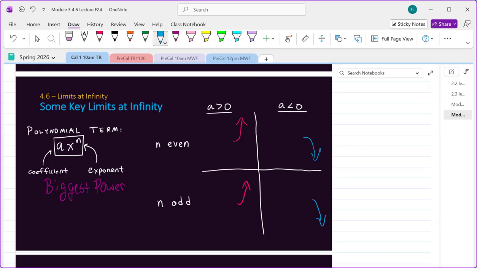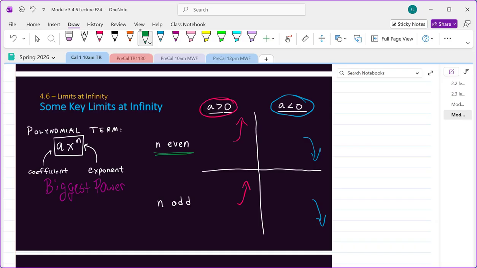If our coefficient is positive, then our behavior on the right is positive. If our coefficient is negative, then our behavior on the right is negative. Now, the even versus the odd determines what the left side of the graph does.